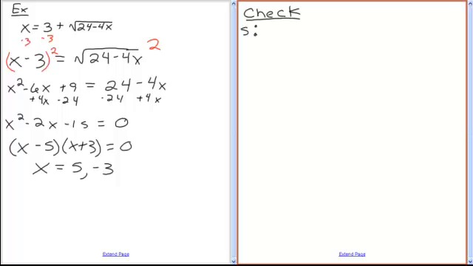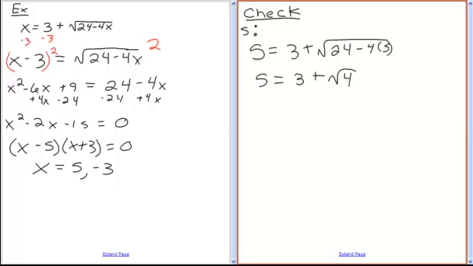So when I start by checking 5, 5 goes in for my x, so 5 equals 3 plus the square root of 24 minus 4 times 5. So I get 5 equals 3 plus the square root of 4 because it's 24 minus 20. So yes, 5 equals 5. 5 is a solution. Now we check negative 3.